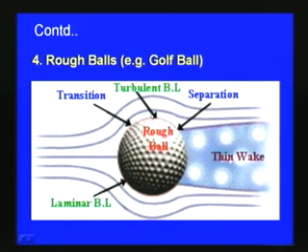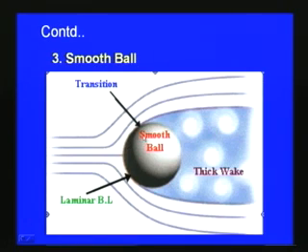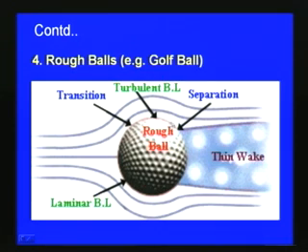Then there will be a turbulent boundary layer, and due to the roughness of the ball, for example in the case of a golf ball or various other kinds of ball where the surface is rough, you can see that separation is much later. At this location the separation starts, and this is the separating streamline. This is the smooth ball case where the separation is much earlier; here the boundary layer separation is much later, so that we will be having a thin wake.